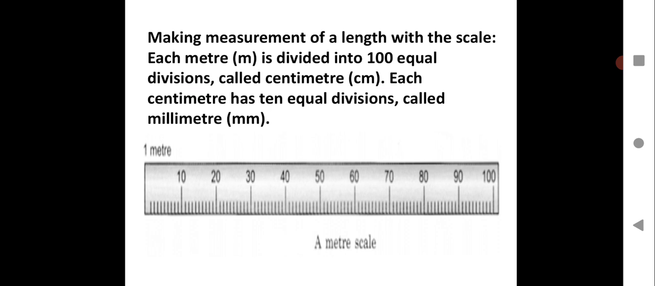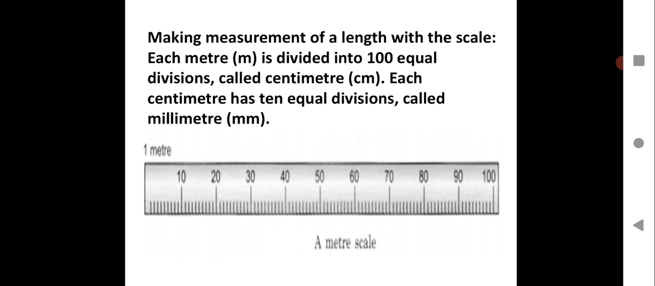Each meter is divided into 100 equal divisions called centimeter. Here you can see it's a 1 meter scale. A meter scale, and each meter is divided into 100 equal divisions called centimeter, and each centimeter has 10 equal divisions called millimeter. So here with the ruler it is very clear. You can see your ruler in your geometry box, and you can make out the calibration or the division done over there in your ruler.